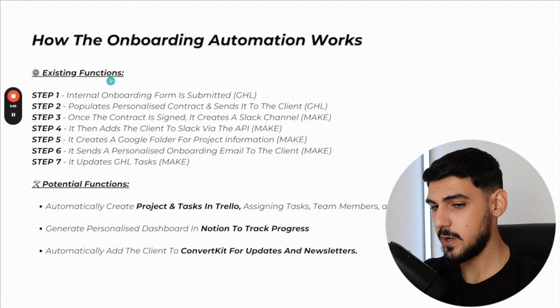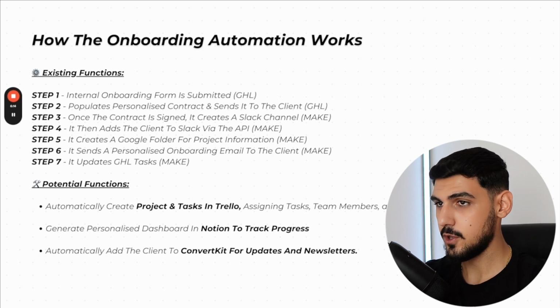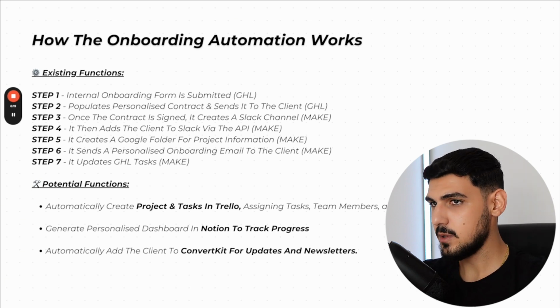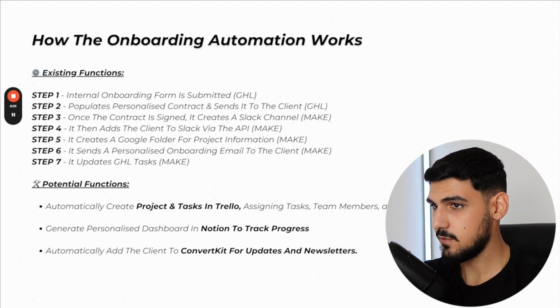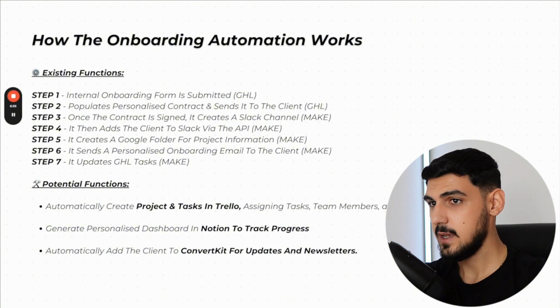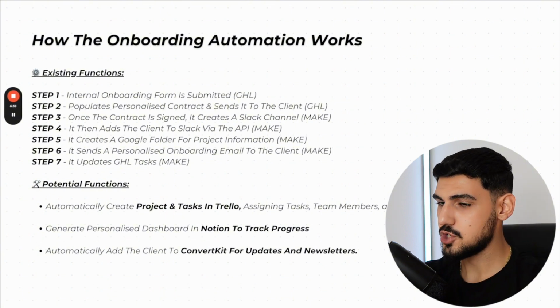The existing functions, the way it currently works, is the moment you sign a new client, you go ahead and update, obviously, the task or the tag in the CRM on GoHighLevel, and then you fill in an internal onboarding form. Maybe you do it, or the salesperson that you have working for you does it, or maybe your client. Then it populates a personal contract and sends it to the client and to you as well. And then once the contract is signed by both parties, it creates a Slack channel. It then adds the client to that Slack channel via the API, and I'm going to show you how to do that. It creates a Google folder for project information.